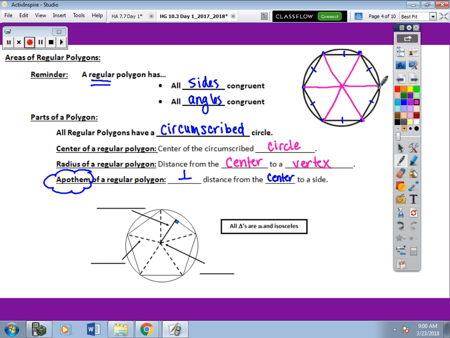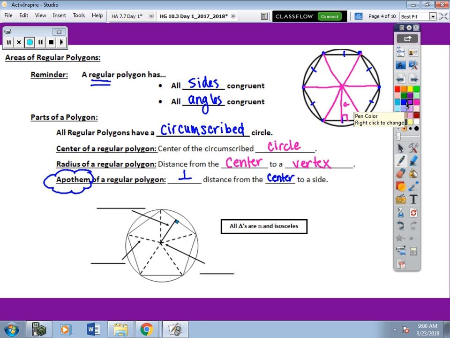Right? So really, if you didn't know the formula, you could find the area of one triangle and then multiply it by 6, right? So we have 6 triangles, and they're all congruent. But we're going to learn a formula, makes it a little bit easier. Now to find the area of a triangle, remember you have to know the height of the triangle. That's going to be your apothem. So this is A. It also happens to be the height of the triangle.